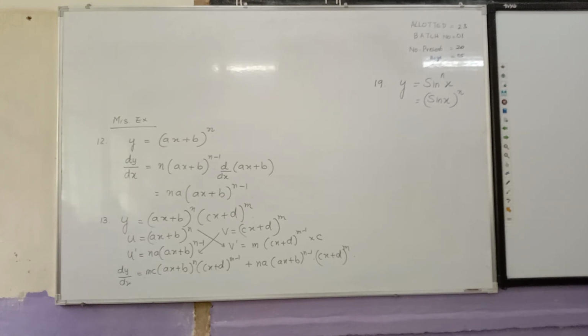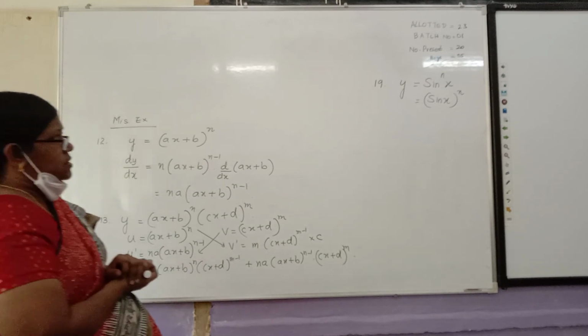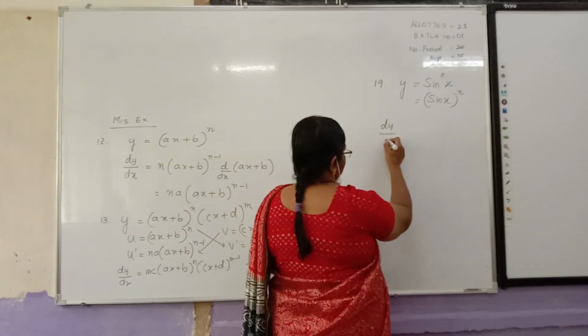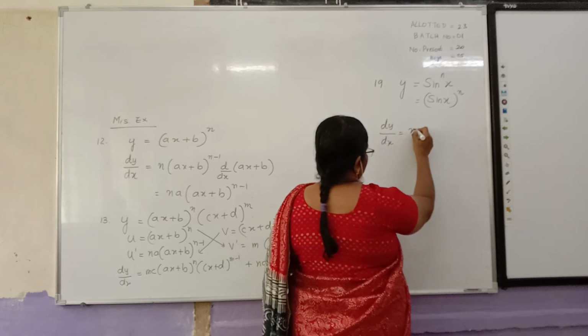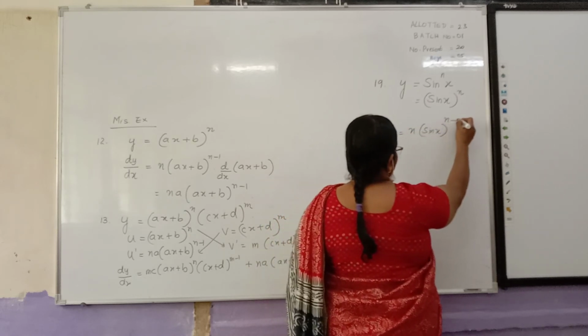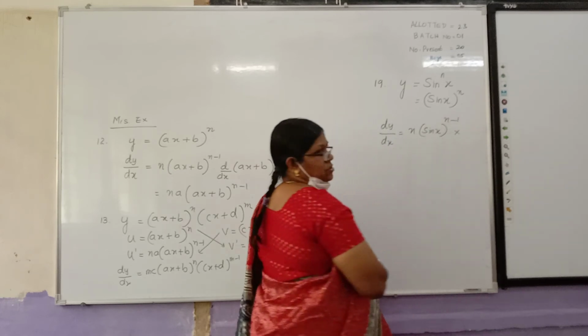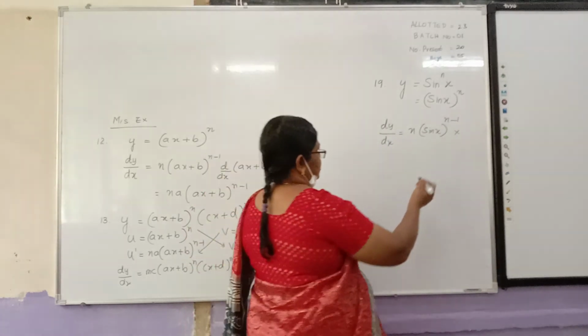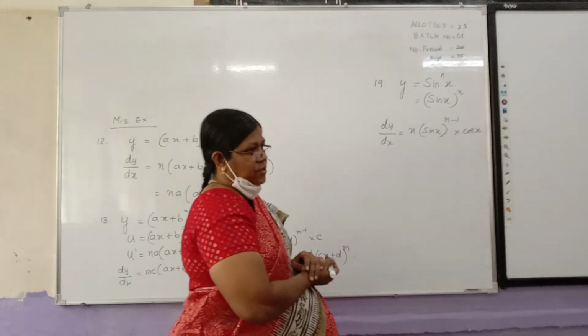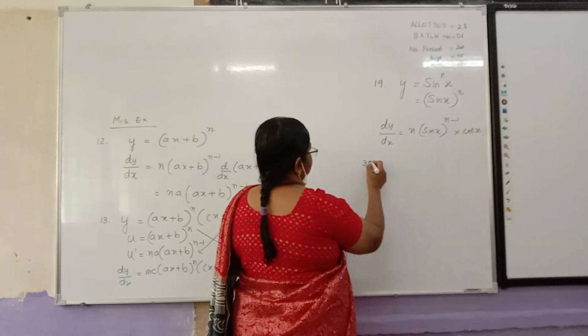What is the answer? (sin x) the whole power n. First you bring n down: n into (sin x) the whole power n minus 1, into cos x. Okay, so do this.